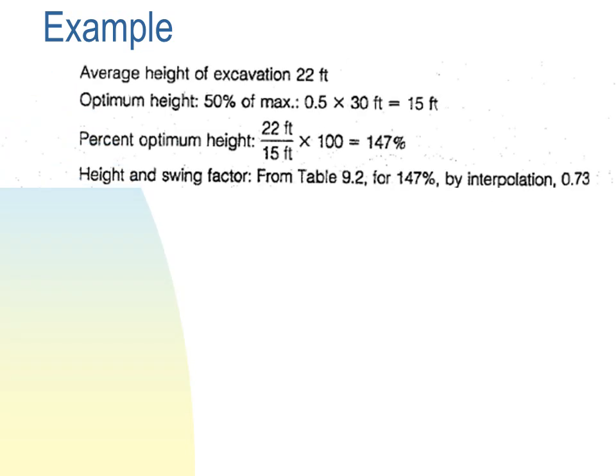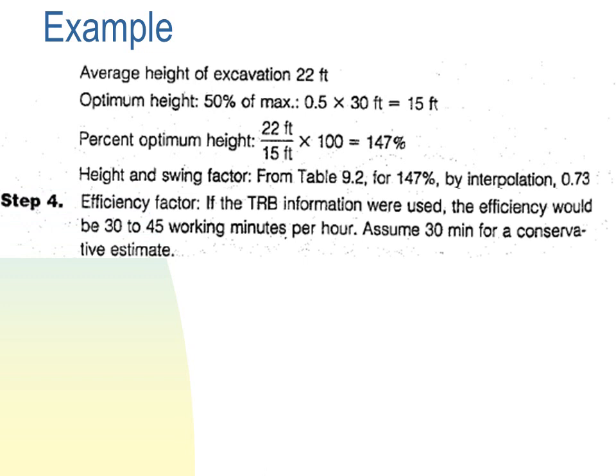The average height of excavation is 22 feet. Typically, the optimum height is 50% of the maximum height that you could approach. So 50% of 30, this is 15 feet. So the percentage optimum height is actually 22 over 15. So this is 147%. If you apply linear interpolation, you'll find the swing factor from table 9.2 to be 0.73.